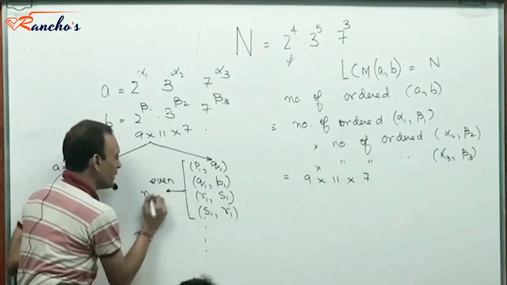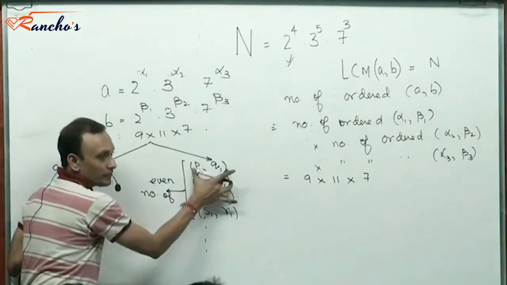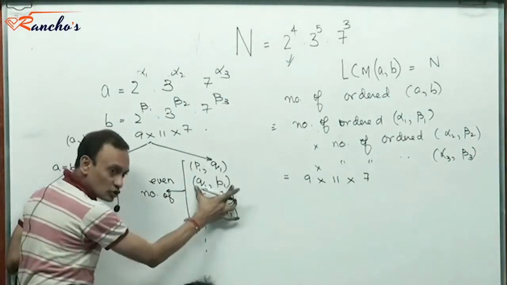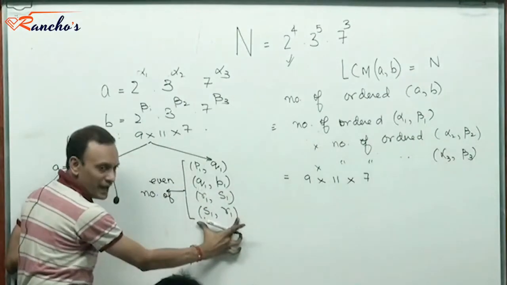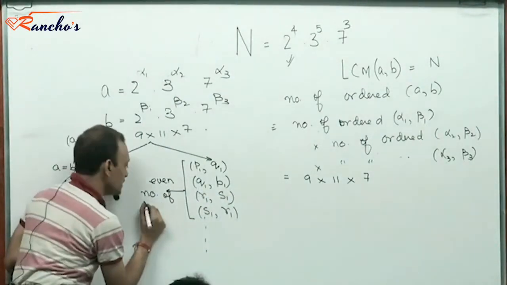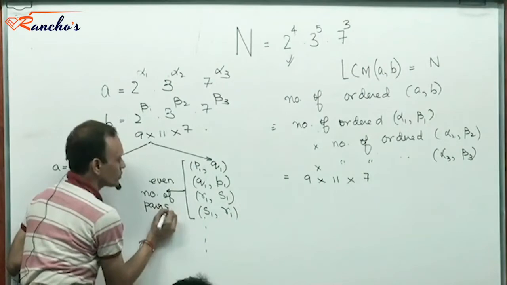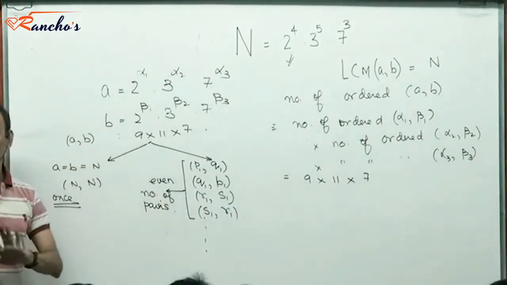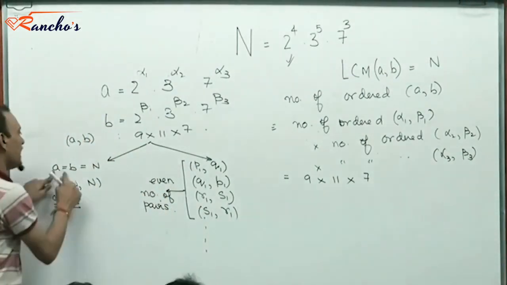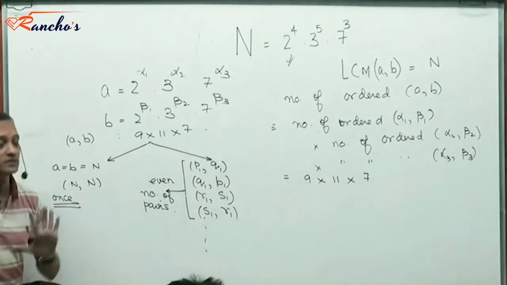These are even numbers. These are even number of pairs. Because for every PQ there would be a QP. For every RS there would be a SR and so on and so forth. Even number of pairs. Yes or no? Right? But n comma n has appeared only once.